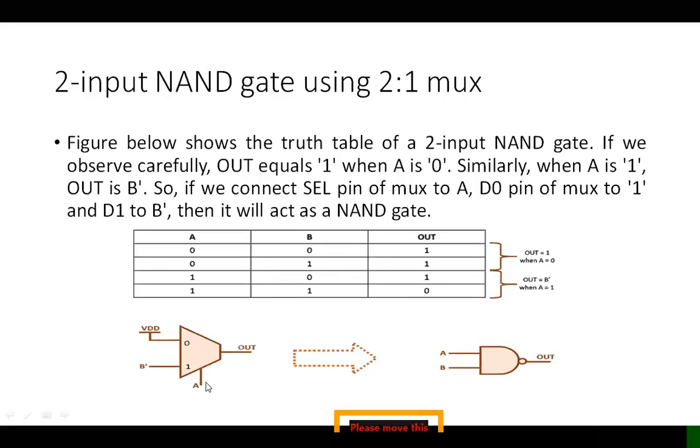Same thing, A is used as my select line. When I select 0, then whatever is at my input, VDD, which means high value, or you can even write it as 1, I prefer writing VDD, will be passed across my output. When A is equal to 1, the output is B bar, the complemented version of B, which means there will be an inverter here. So B goes through an inverter, and then this is connected.